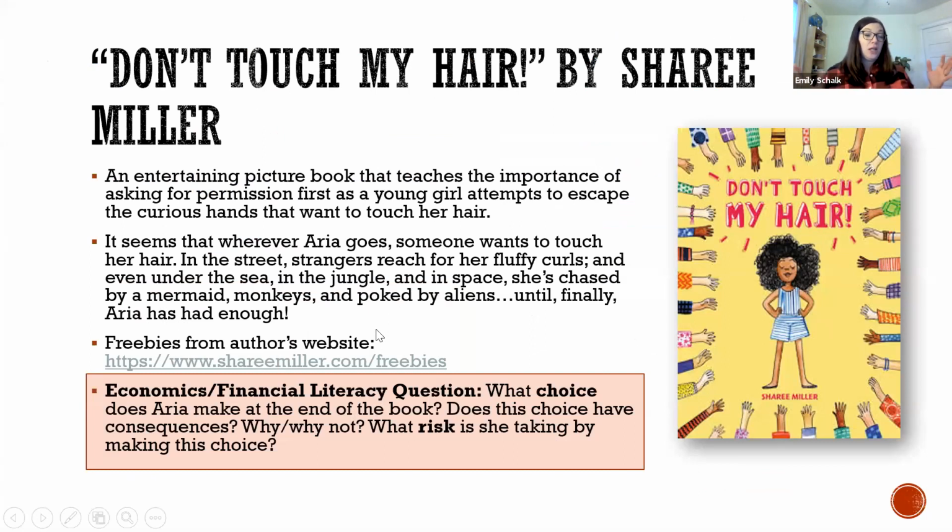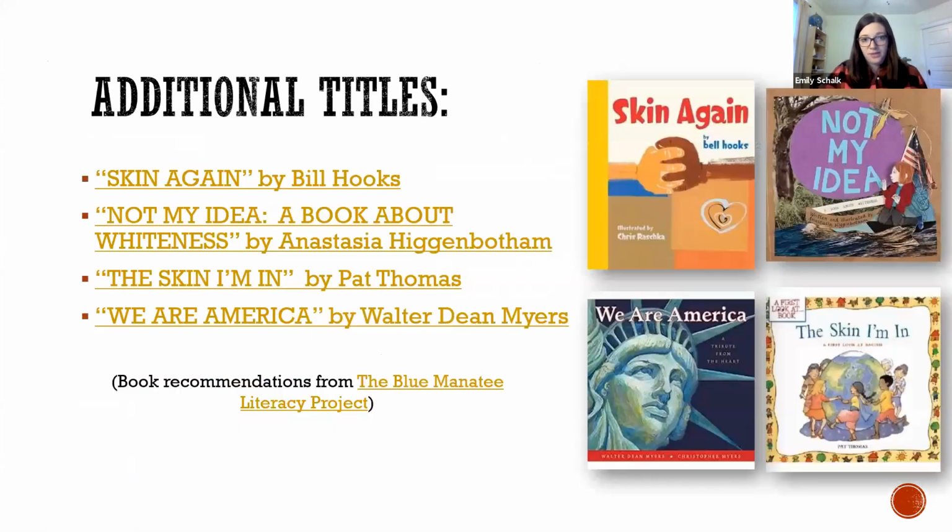And then for the economic question, what choice does Aria make at the end of the book? And does this choice have consequences? Why or why not? And what risk is she taking by making this choice? So talking to your students about that, she makes a choice to tell people to stop touching her hair. Maybe they'll get upset at her, and things of that sort. So talking about choice and risk, which are economic concepts.